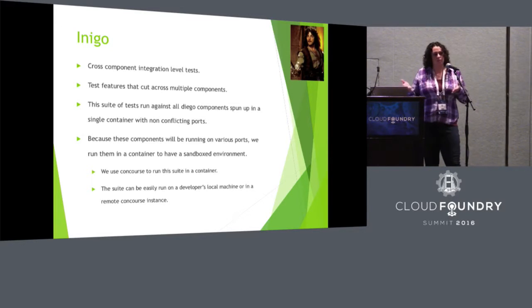We happen to actually use Concourse itself to run these containers. So we usually are running a local Concourse on localhost. So you can just run it directly there, or you can run it on our AWS Concourse instance that we use for our actual CI pipeline. You can also just direct it at some other team's CI pipeline if you don't want to deal with the resources yourself. So it's pretty nice to be able to have that flexibility and just run it anywhere. It's just easily contained.